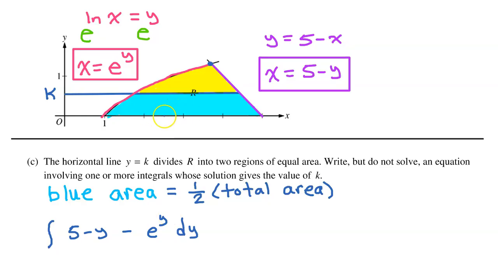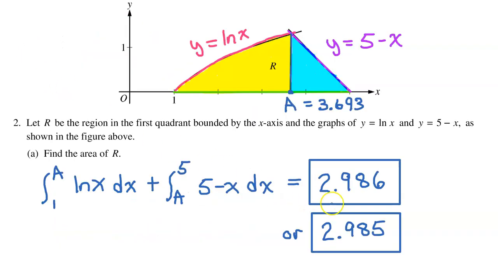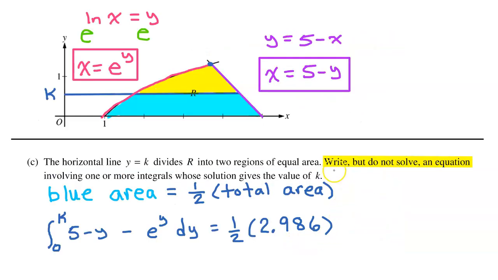Notice that the blue area goes from 0 to k. So we will integrate from 0 to k. And this should equal 1/2 of the total area. Remember that we found the total area in part A. It was 2.986. And the directions say write, but do not solve an equation. So we can just stop right here.